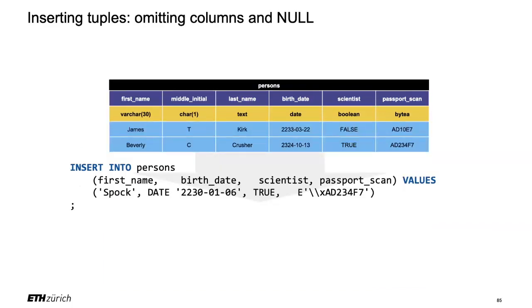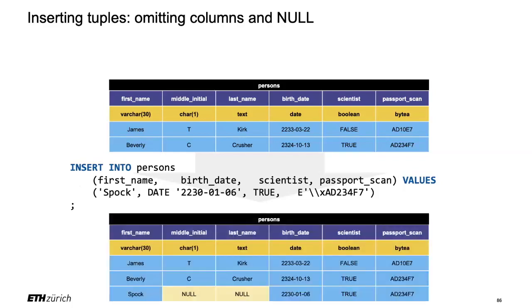Okay. Now, what happens if you specify the columns, but not all of them? So here I say I want to insert into first name, birth date, scientist, passport scan, so 4 columns. What happens to the other 2? Well, this is kind of the question you asked earlier. We just put nulls in there. What I don't specify, I just put null. So null is kind of a bit special. It's put in there whenever you don't know the value or you don't specify the value.